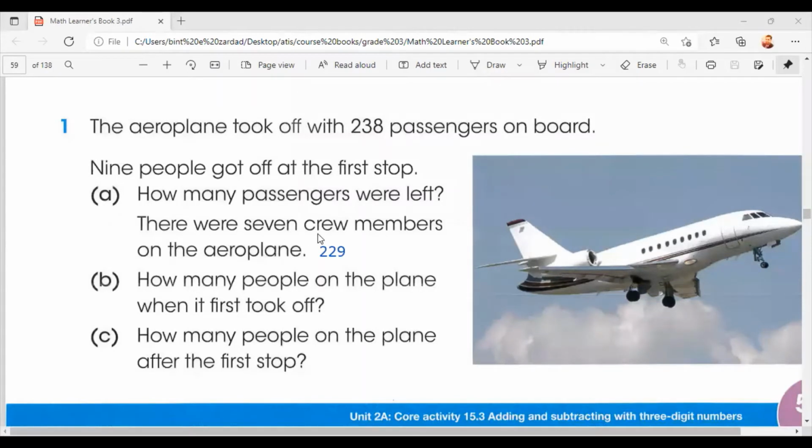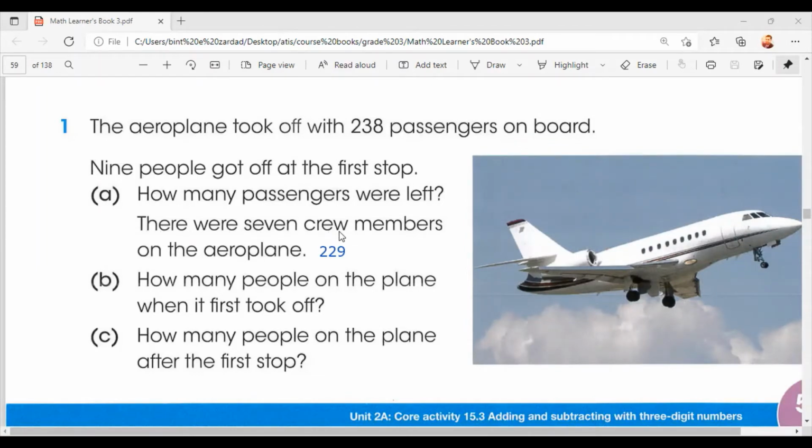There were 7 crew members. Now what do you mean by crew member? Remember, we are not including them in passengers. The crew members are the members who are serving you in the airplane, like you can say captain, air hostesses, different members of the airplane who can help you. So mostly air hostesses and captains, or you can say the pilots. So these are crew members.